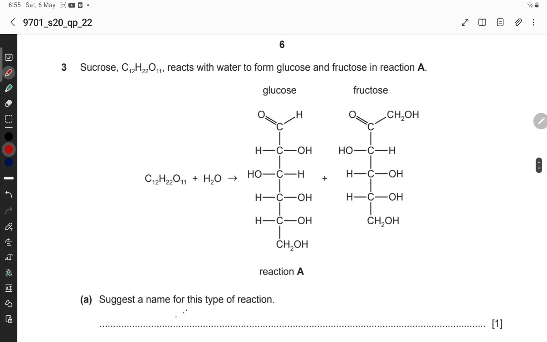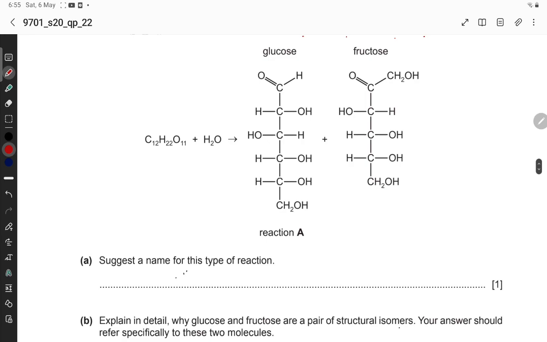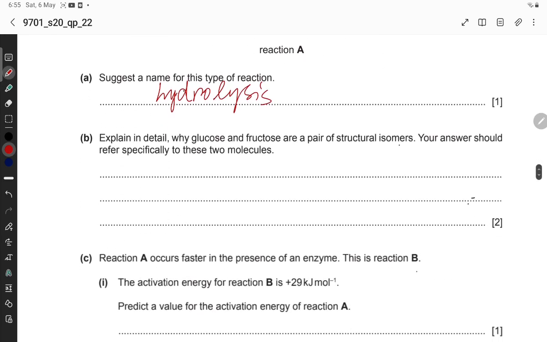Question number 3: sucrose reacts with water to form glucose and fructose in reaction A. This is reaction A. Suggest the name for this type of reaction. Hydrolysis, because water is used to break down this molecule to form two simple molecules. So this reaction is known as hydrolysis.